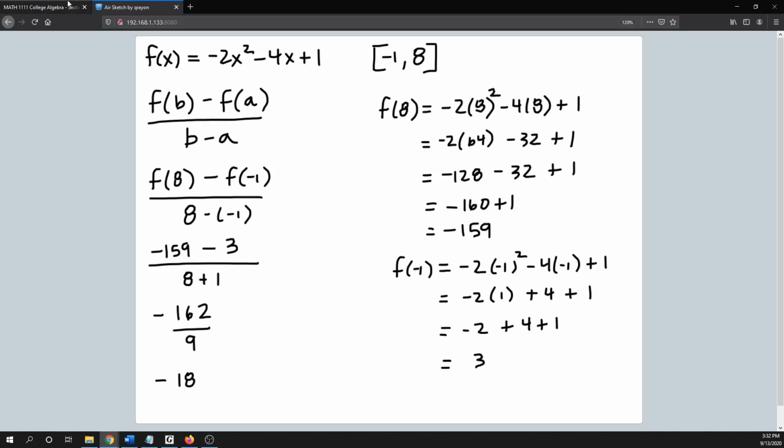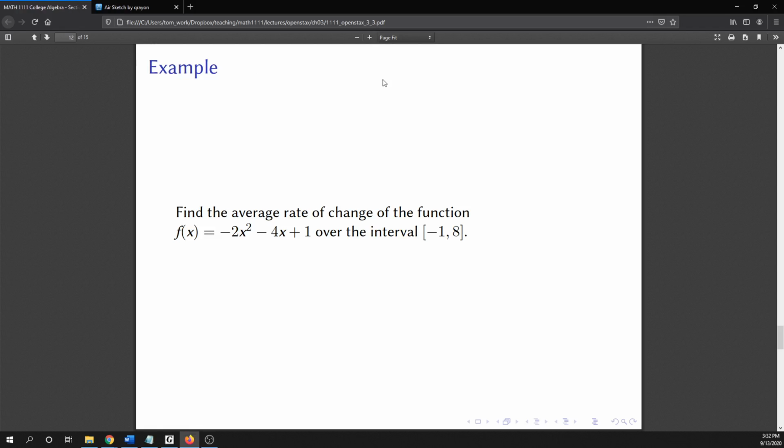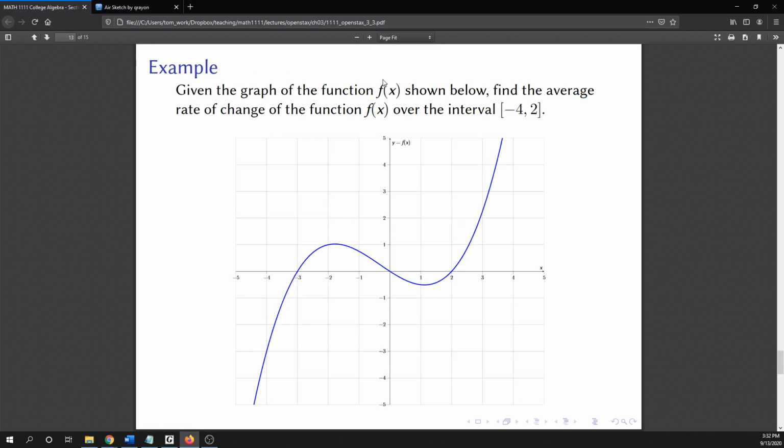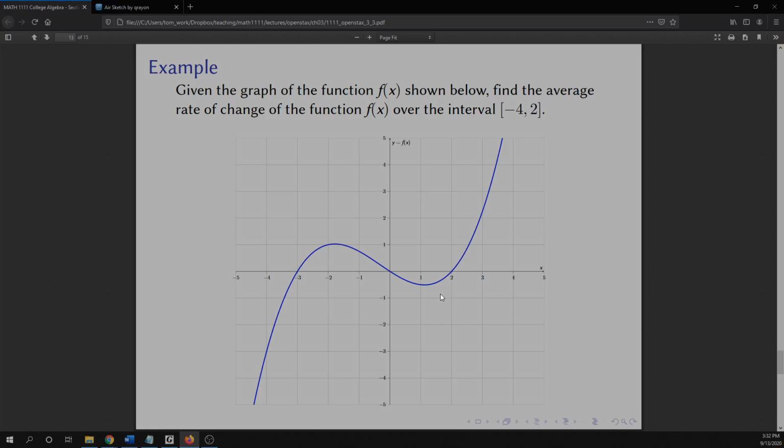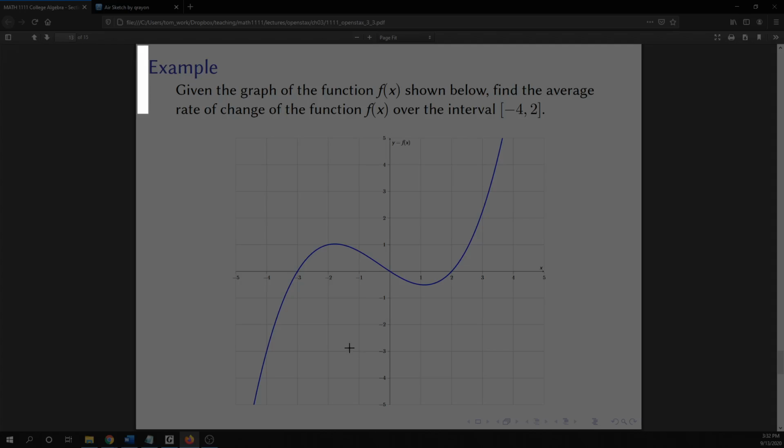Just to make that a little clearer, let's take a look at a problem where it's on the graph. Here they give us the graph, and they ask us to calculate the average rate of change from negative 4 to 2. Let me get this so I can just draw over this pretty easily.